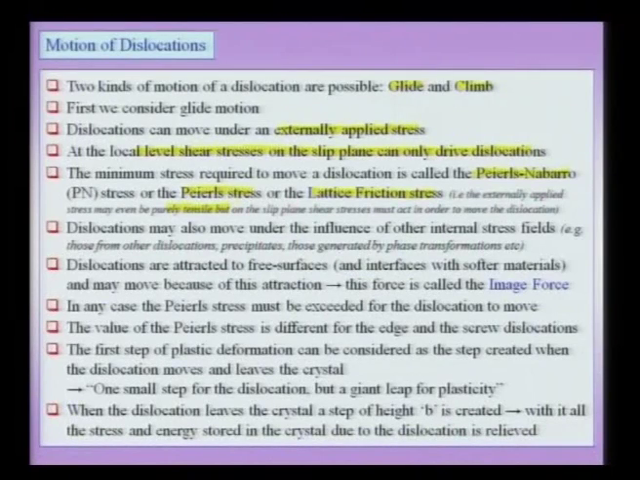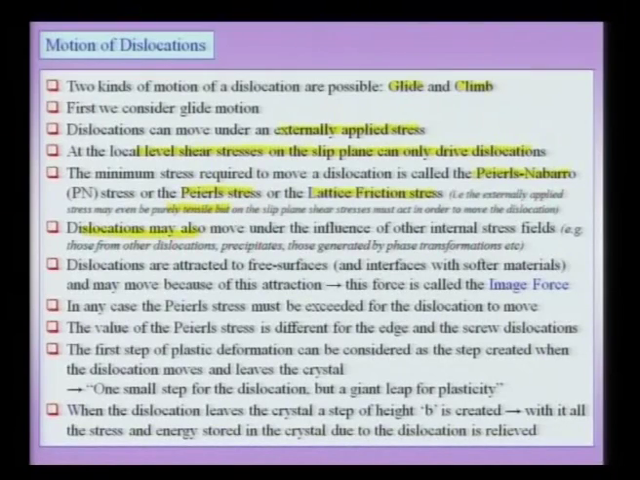Now this part of the understanding is very, very important, because often we have to understand at the microscopic level that to cause plasticity by slip or glide of the dislocation, we need only shear stresses.